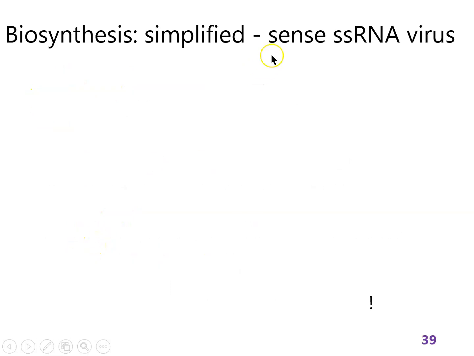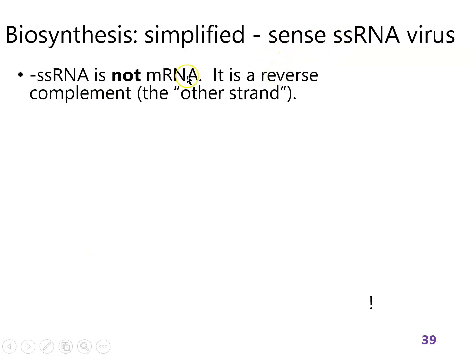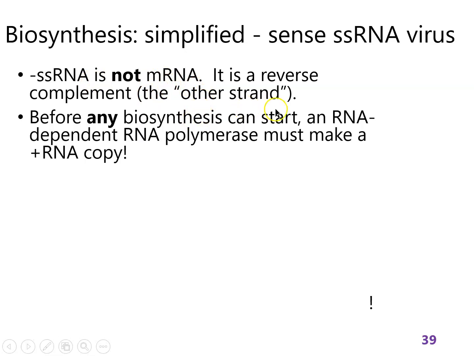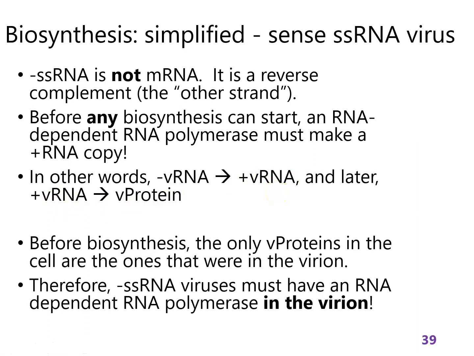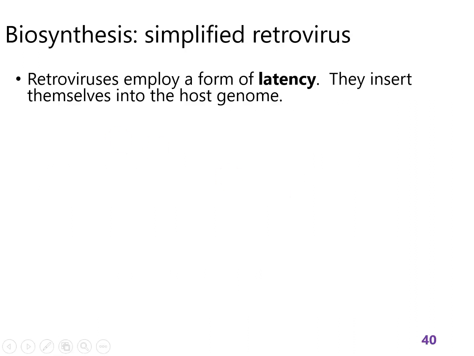But for a negative sense RNA virus, that can't happen because the genome is not messenger RNA, so no translation is going to happen at first. The first thing that has to happen is it needs to use the RNA-dependent RNA polymerase it brought in the virion to make a positive sense RNA copy. So it needs to do this first, and then the cell can start making proteins based on this positive sense viral RNA strand.